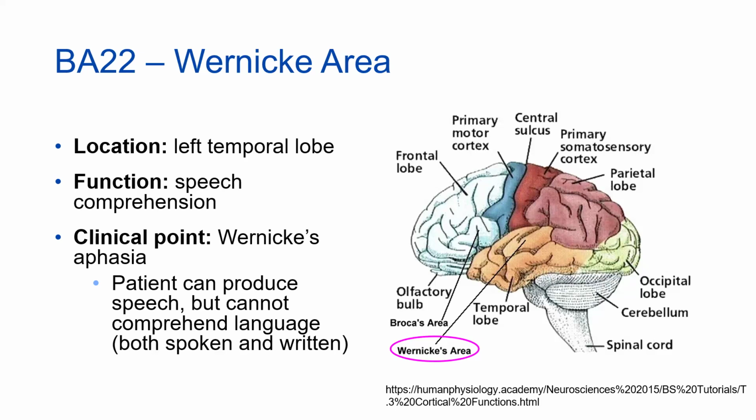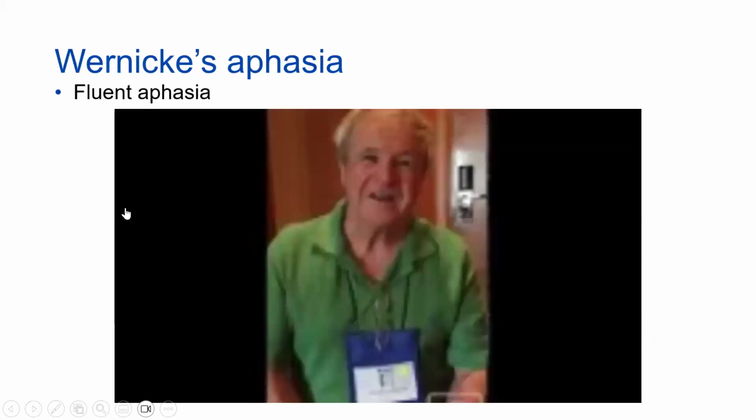So the patient will be able to speak pretty perfectly in regard to getting words out quickly. But the words that they will be saying don't really make sense and don't go together. And they also have the inability to comprehend language. And I have a video here so you can see an example of a patient with Wernicke's aphasia, also called fluent aphasia.